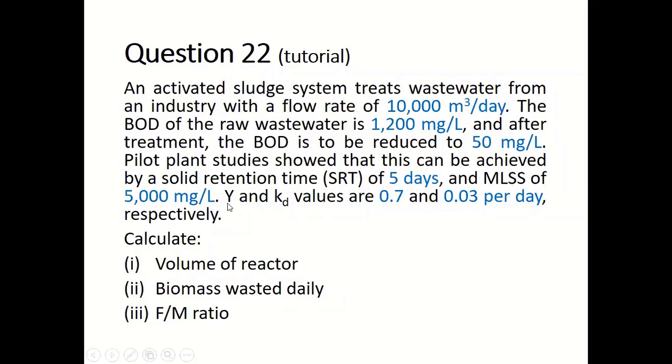MLSS, this is X, is 5,000. Y and KD values are 0.7 and 0.3 per day respectively. So calculate the volume of the reactor, the biomass wasted daily, and the F over M ratio. Okay, let's see. So, the solution.